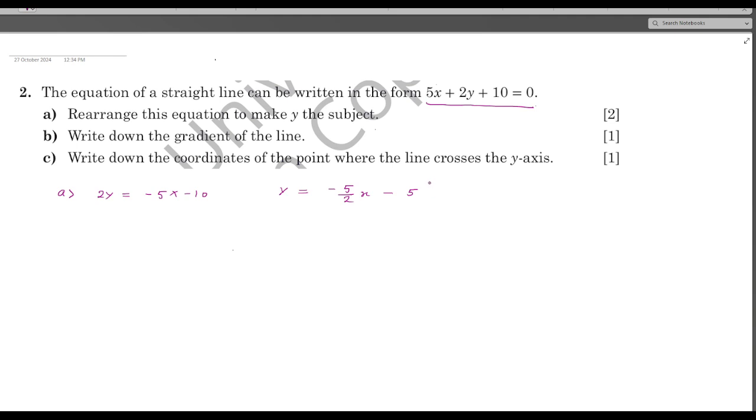Write down the gradient of the line. Now B part, the gradient of the line is m, so your gradient here is m equals minus 5 divided by 2. C part, write down the coordinates of the point where the line crosses the y-axis. This minus 5 represents that point, so it is 0 comma minus 5. 0 comma minus 5 is your answer for the C part.